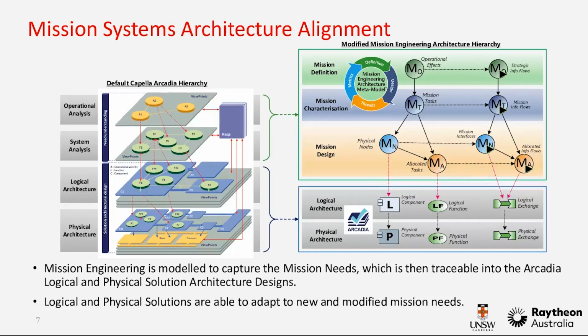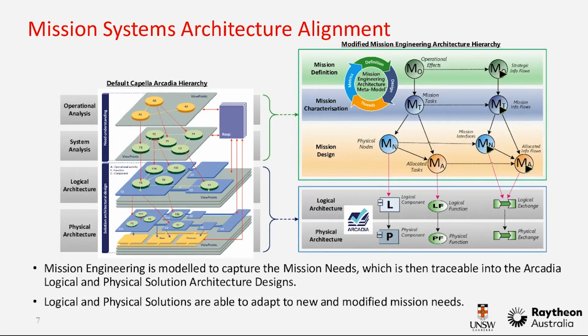And over on the next slide here, we can see how we actually implement that. So on the left, we've got the Capella and the Arcadia architecture hierarchy, and we've overlaid the MEAM meta model onto the top two layers. So the operational analysis and the system analysis layer, and we then flow that down into the logical and physical architecture layers, which we've retained from the Arcadia method. I'm going to hand over to Julian, who will discuss exactly how we've implemented that.